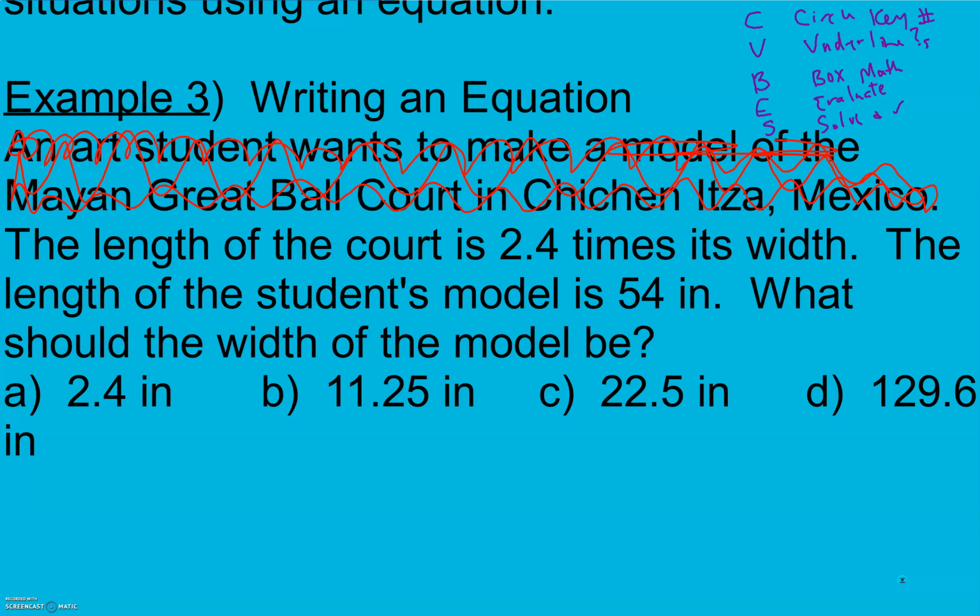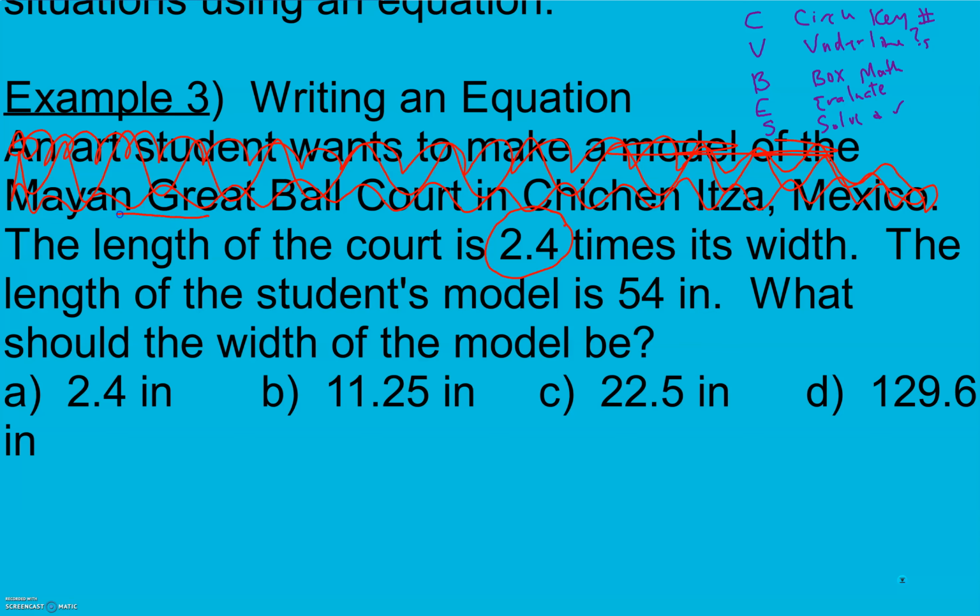The next sentence says the length of the court is 2.4 times its width. So here we're going to circle any key numbers, and we finally have a key number, 2.4. Then underline any questions or things it wants us to do. Here we don't have any. We're going to box any math words.